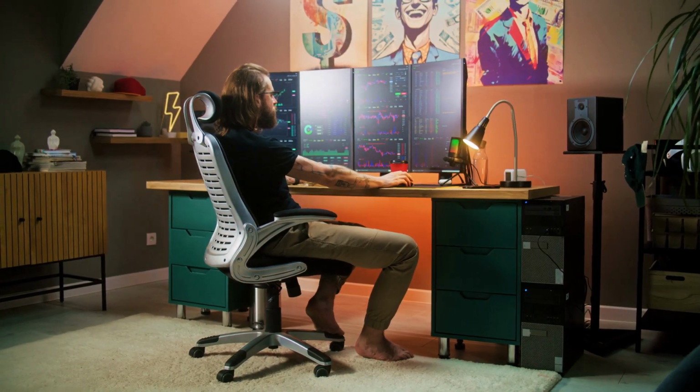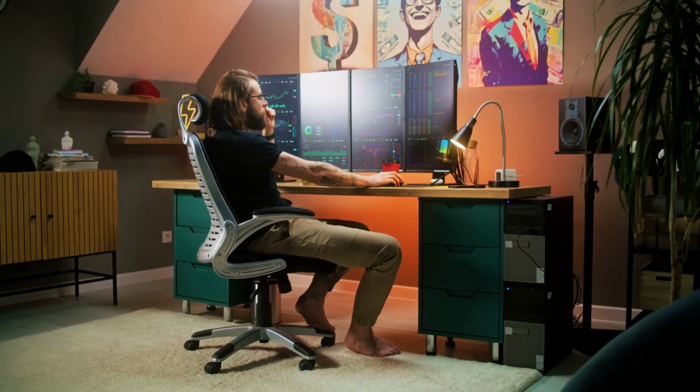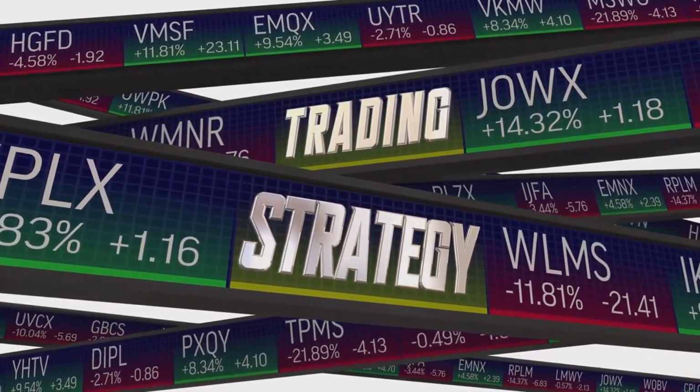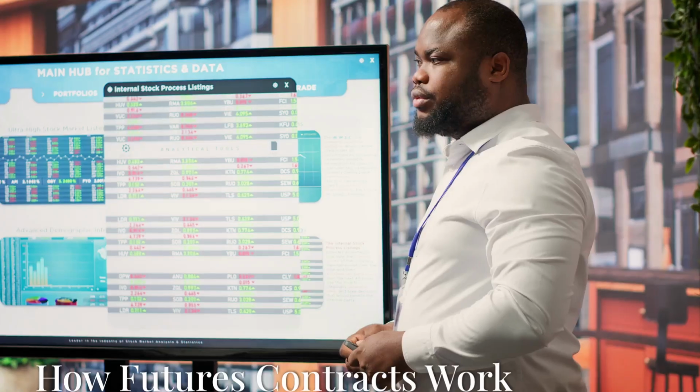Understanding these components is crucial for anyone looking to trade futures. Each element plays a vital role in how the contract functions and how traders can use them to their advantage.